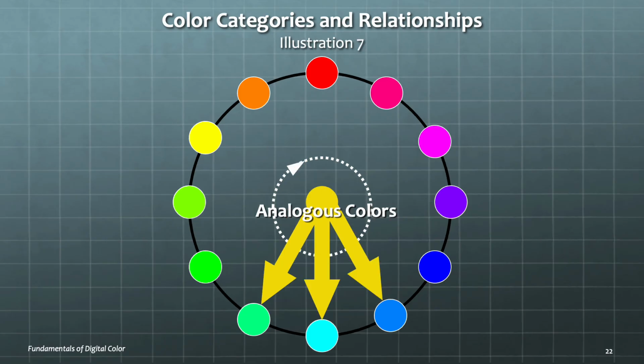Analogous colors are adjacent to each other on the color wheel, creating an obvious harmony. Like tertiary colors, these form a relationship, and they can be moved together to any position on the color wheel. They're not specific colors.